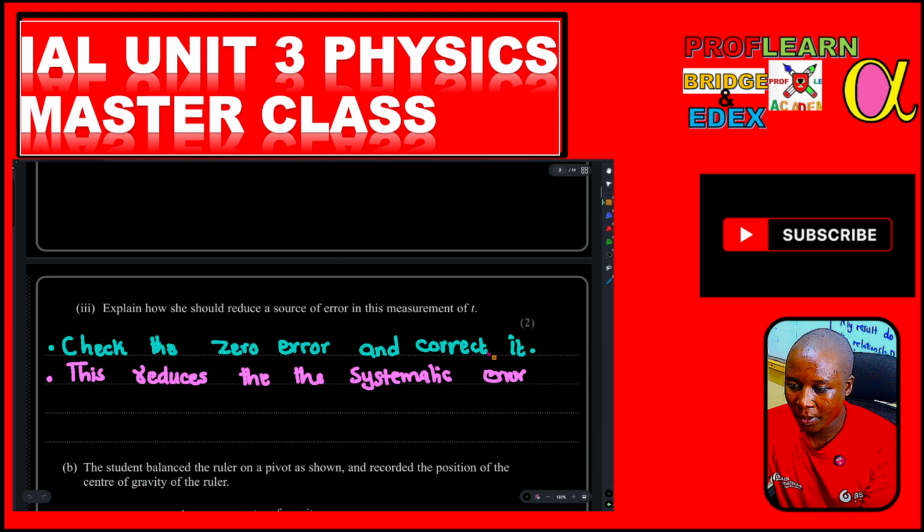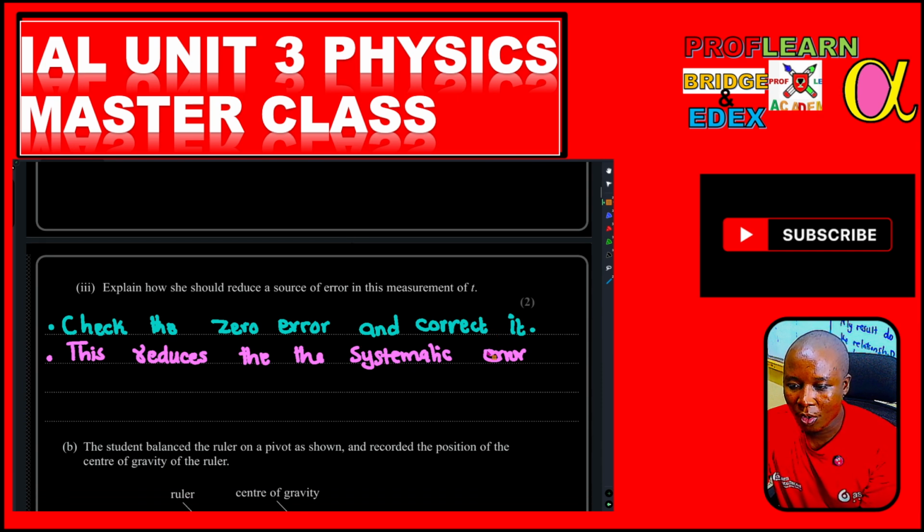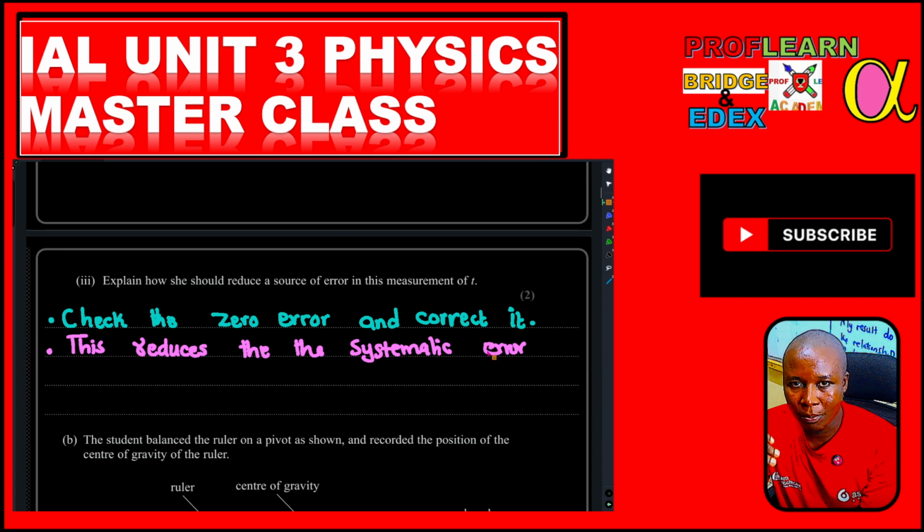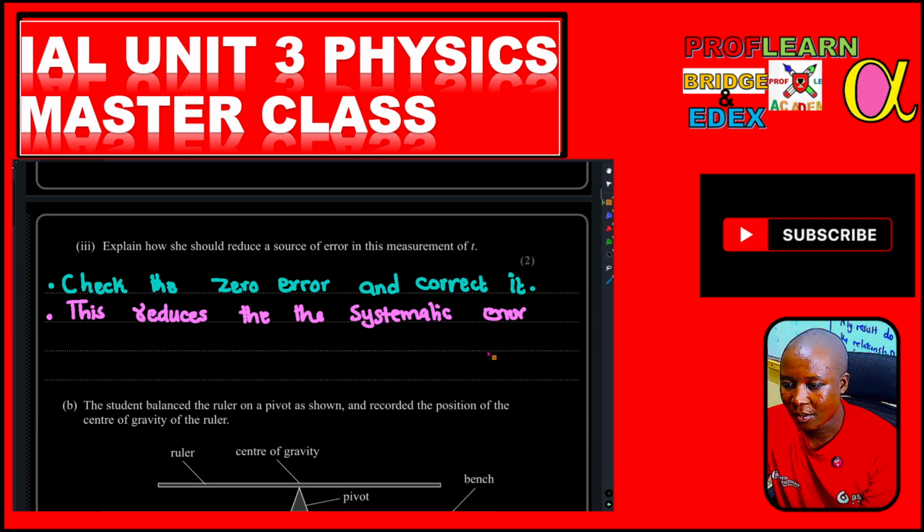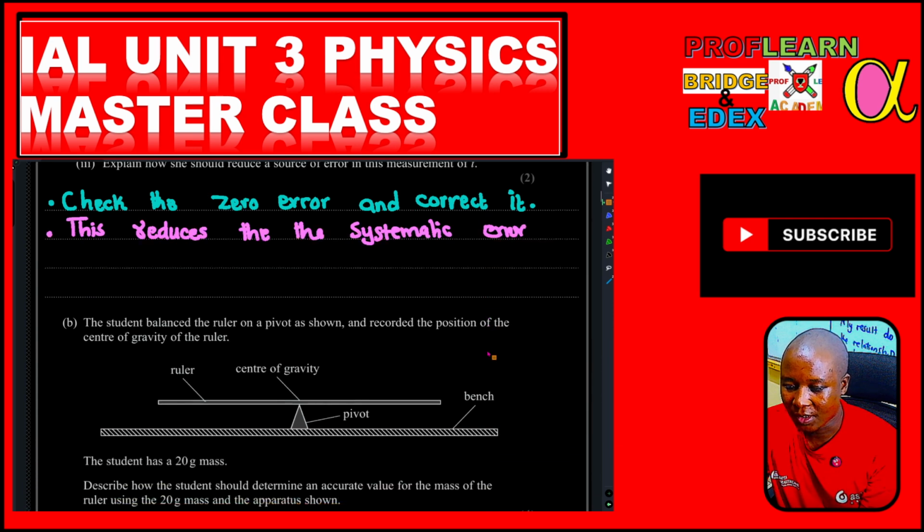Now we are told to explain how she should reduce the source of error in this measurement of t. We know that this instrument probably has zero errors, so you need to check the zero error and reduce it by either adding or subtracting, and this usually reduces the systematic error. But we also have another type of error which is called random errors, which could be as a result of wrong readings. But zero errors introduce systematic errors.